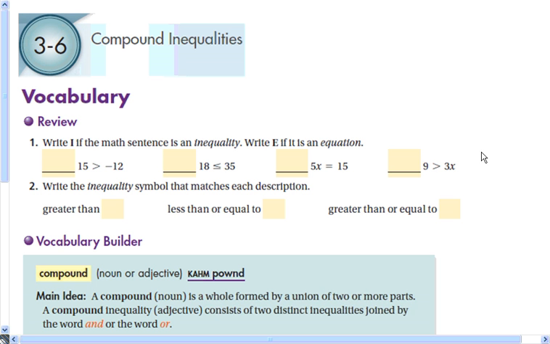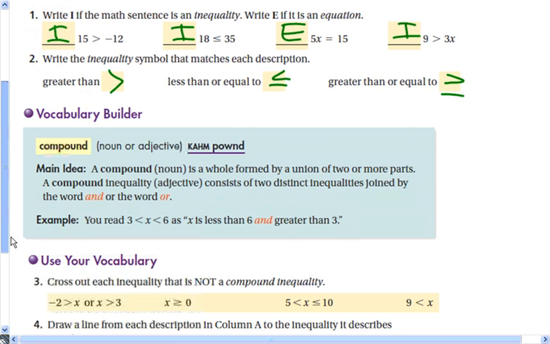It says write I if the math sentence is an inequality, write E if it's an equation. So if it has a less than sign or a greater than sign or less than or equal to or greater than or equal to, then it's an inequality. If it has an equal sign, then it's an equation. Write the inequality symbol that matches each description: greater than, less than or equal to, greater than or equal to.